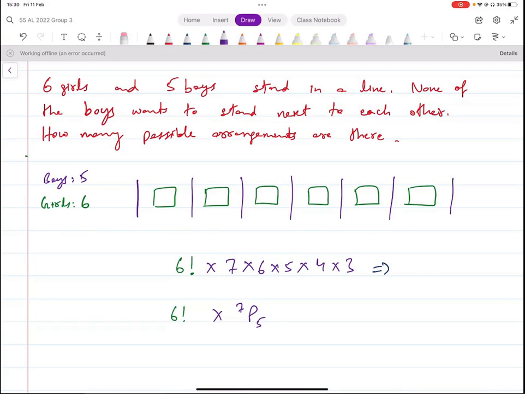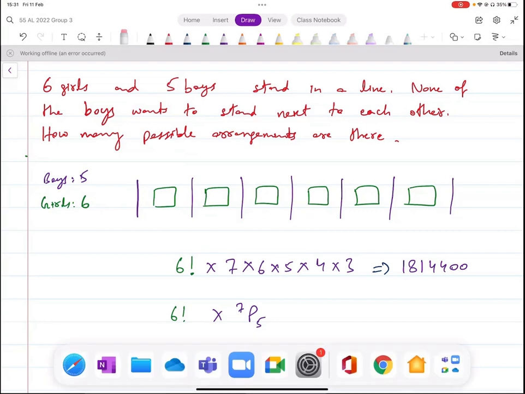4400. So this is the number of ways that we get in this case. Okay? Any questions at this point? Is this okay, everyone?